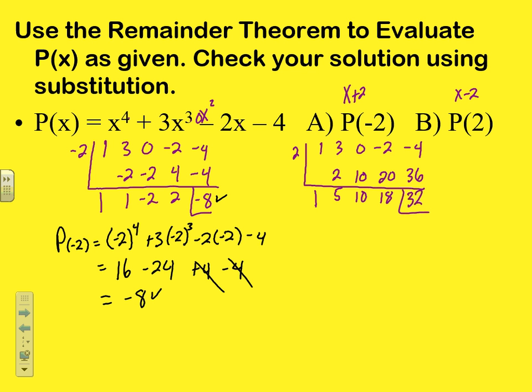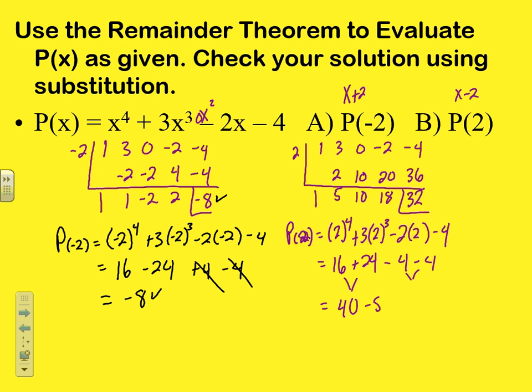Okay, so now we're going to check p of positive 2, and we're going to say 2 to the fourth plus 3 times 2 cubed minus 2 times 2 minus 4. And check it out and see what we get. So 2 to the fourth power is 16. 3 times 8 is going to be 24. And minus 4 and minus 4. So add those two together, and that's going to give me a 40. These two together give me minus 8, and 40 minus 8 is a 32. So they do indeed check out.